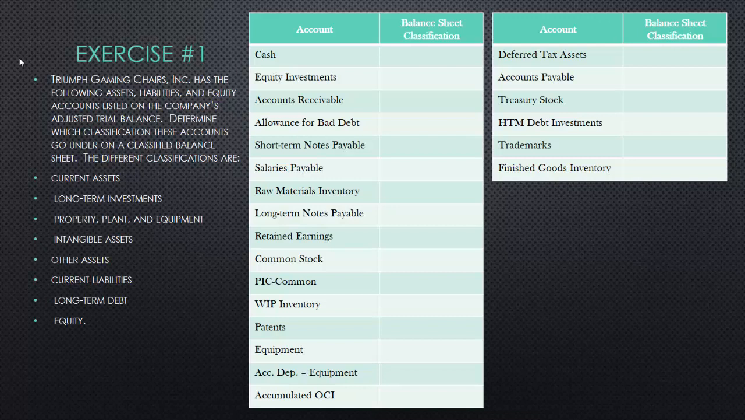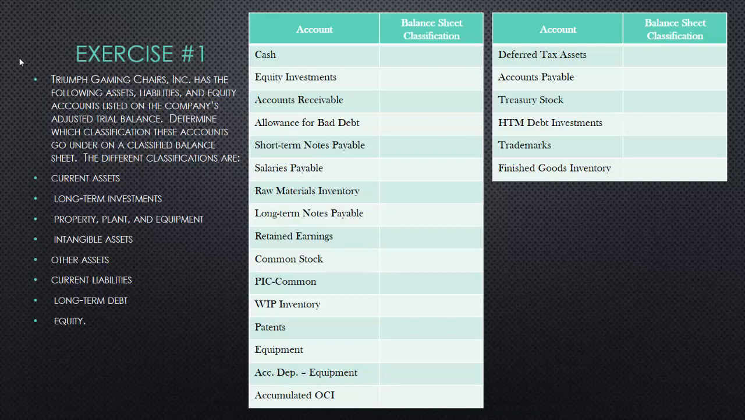We are Triumph Gaming Chairs Incorporated, and we have the following assets, liability, and equity accounts listed on our adjusted trial balance. We need to determine what classification we're going to put each account under from the list that we have here. We have current assets, which are assets that we expect to expend or convert into cash within the next year. We have long-term investments, which are assets of a financial nature that we plan on having on our books for more than a year.